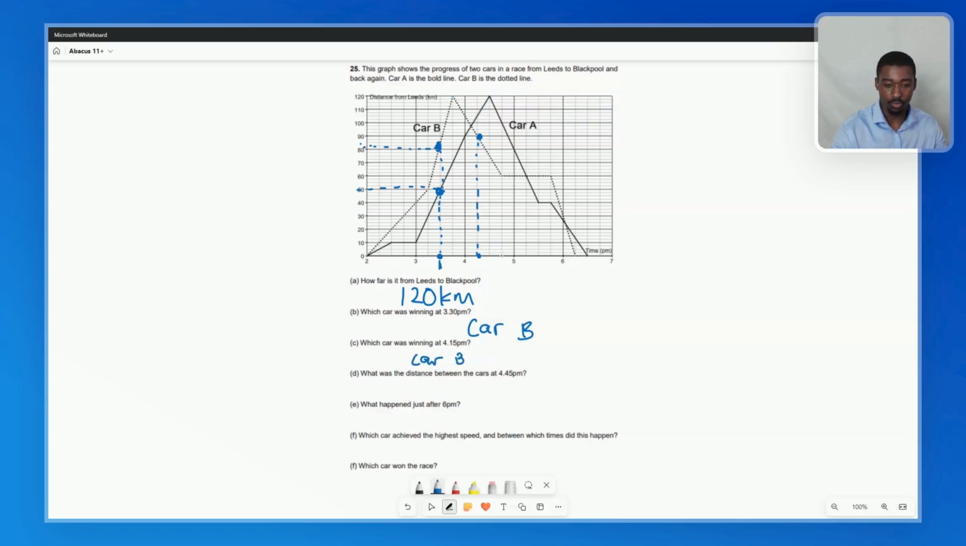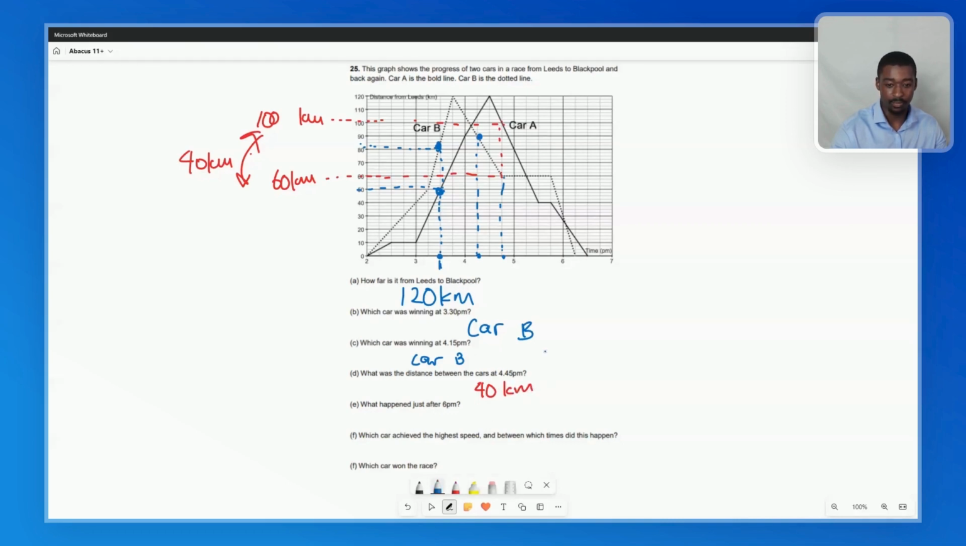Now for part D, we need to work out the distance between the cars at 4:45. So this is pretty simple. We can use a different color to make it clearer. One car has traveled 60 kilometers from Leeds, and the other car is 100 kilometers from Leeds. And all we care about really is the difference. And that difference is 40 kilometers, which means that at 4:45, the distance between them is 40 kilometers.